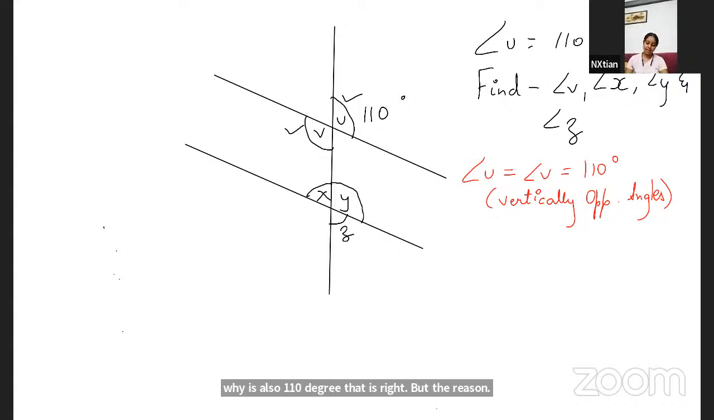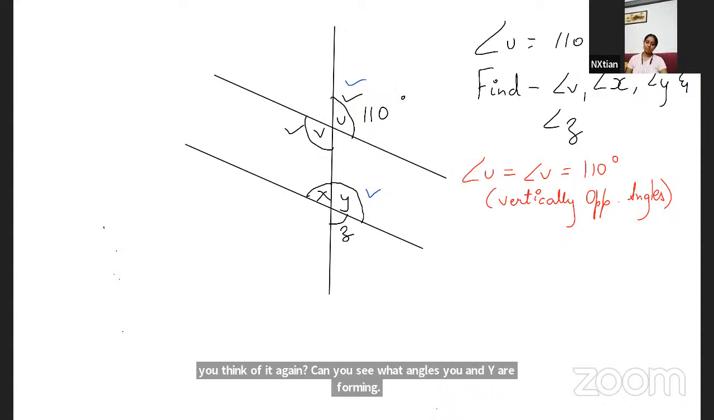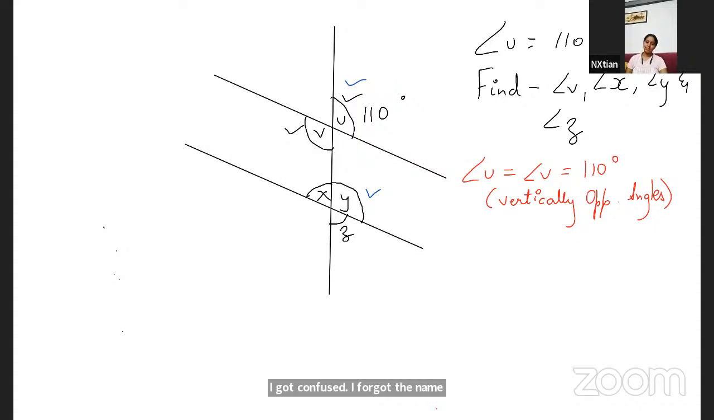Can you see what angle U and angle Y are forming? I forgot the name. I got confused. Ma'am, I know the name. Is it corresponding? Yes, Simeon, it's corresponding. So angle U and angle Y, in parallel lines, they both are equal. Angle Y is equal to 110 degrees, and the reason is that corresponding angles are equal.